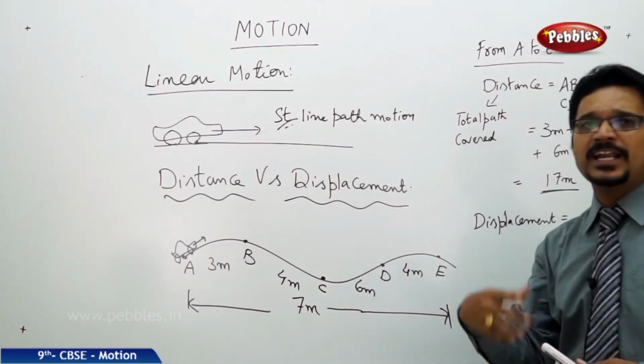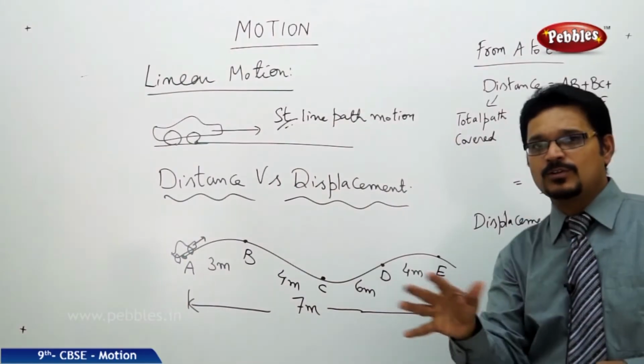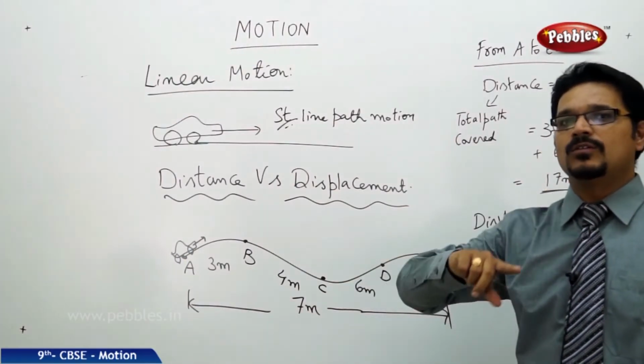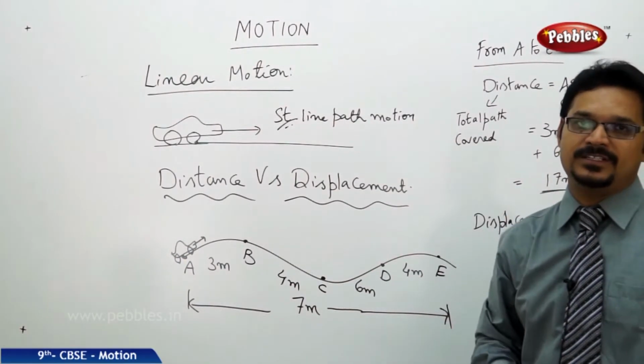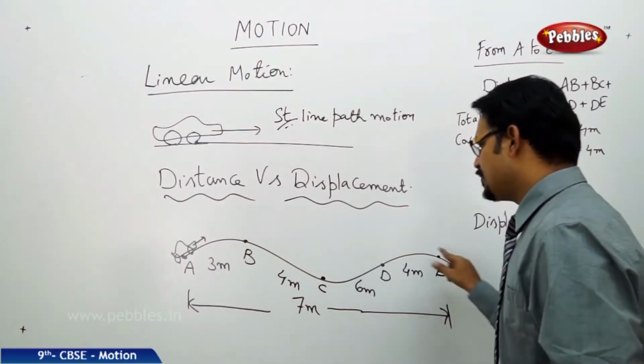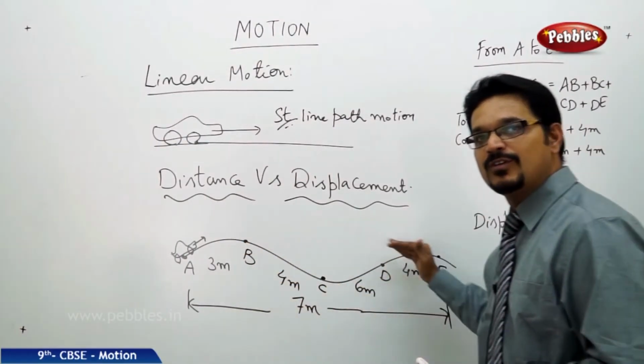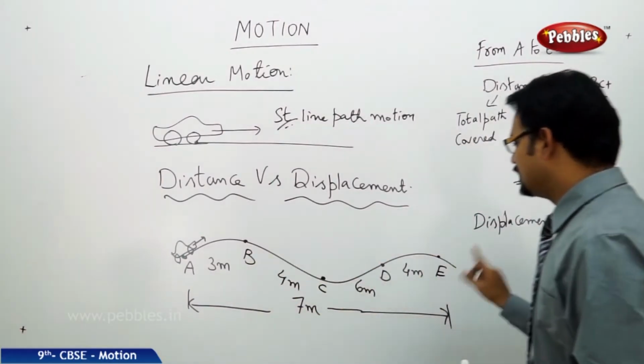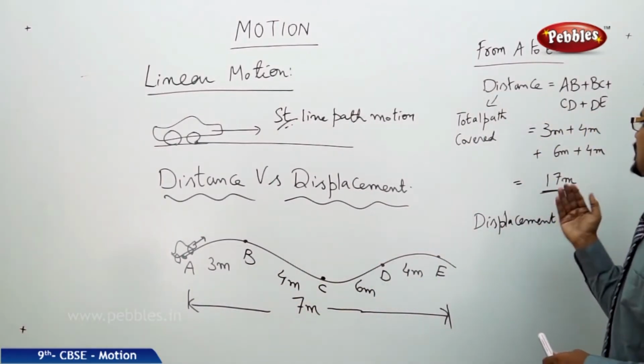Means in whatever direction you are going, in whatever road you are using, the whole path you need to consider for the distance. That's why, even if you have ups and downs, for each up and down we need to consider the total path covered. That's why in all the sums you have taken, you got 17 meters.